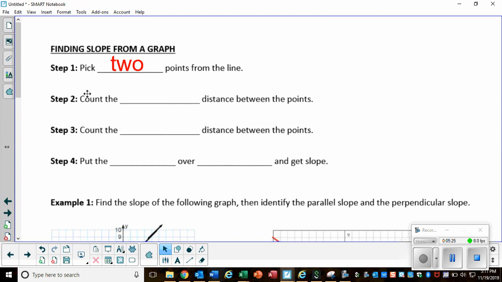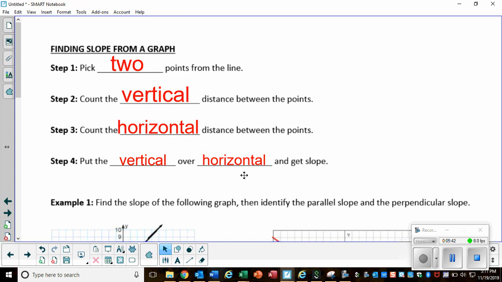You pick 2 points, and then you're going to count the vertical distance between the points, so how much distance up and down. Then you're going to count the horizontal distance across between the 2 points. And then to make your slope, you're just going to put the vertical over the horizontal distances, and you get your slope. And you just make sure you simplify it.